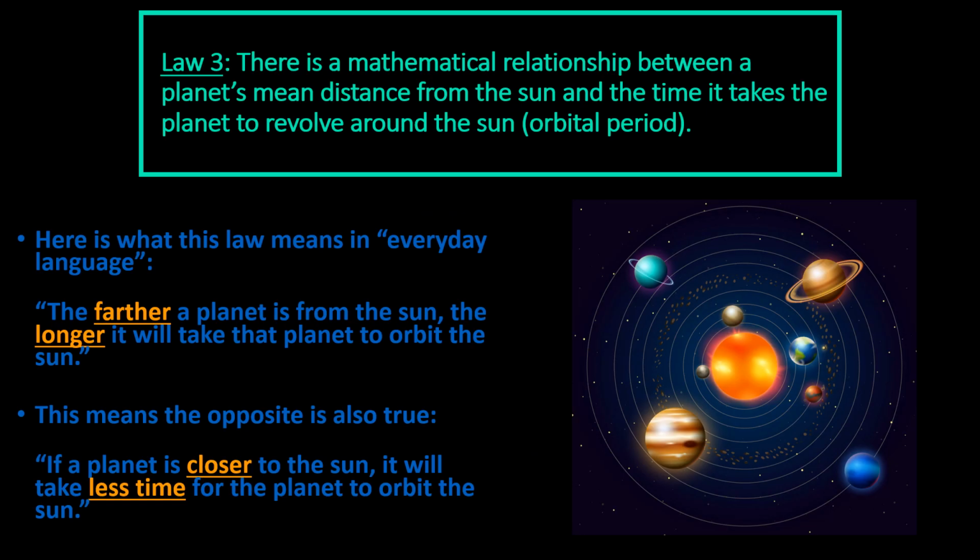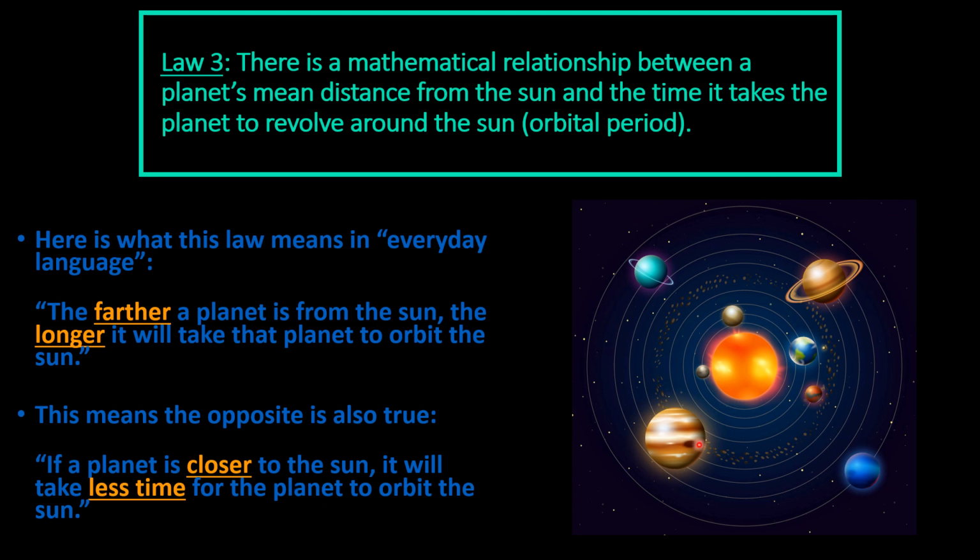Now, Kepler's third law states that there's a mathematical relationship between a planet's mean distance from the sun and the time it takes the planet to revolve around the sun, which is known as its orbital period. So again, very wordy. Here's what it means in normal language. The farther a planet is from the sun, the longer it will take that planet to orbit. If the planet's closer to the sun, it will take less time for that planet to orbit.